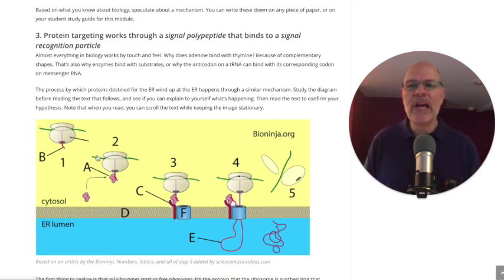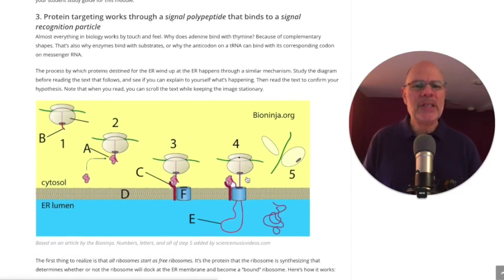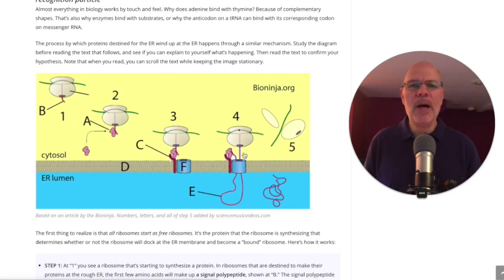And so this tutorial will talk them through how that process actually works. It talks about how all ribosomes start as free ribosomes. As they're translating, the first couple of amino acids can serve as a signal, and that signal gets bound by a signal recognition particle, which docks at a receptor that's in the rough ER, and then the resulting protein is threaded through. This is a diagram from bioninja.org, fantastic website.